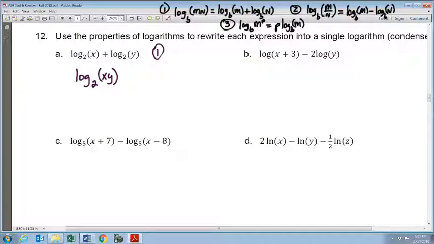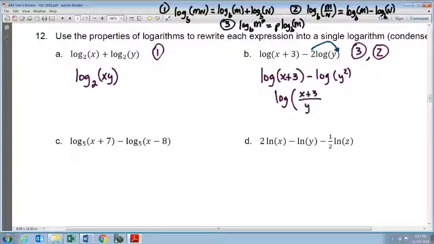So when I see this, I can see that I'm going to need to use property 2 because I have a subtraction of logs. The only problem is I've got that 2 out front. And if you look at our properties for the product rule and the quotient rule, there's no numbers in front of the logs. And so we need to deal with that 2 first. And so we're going to use property 3, and we're going to move that 2 to be an exponent for y. So now that these are both 1s, I can go ahead and use the quotient rule, and this becomes the log of x plus 3 over y squared.